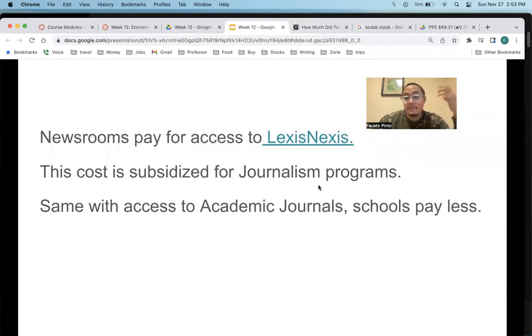The cost is subsidized for journalism programs. This is the same when we have access to academic journals. Schools pay less. Have you ever tried, well, you probably haven't, but when you graduate school and you try to look for an academic journal, and it's not publicly posted online, it's a pain. You have to pay a lot of money to just view that academic journal.